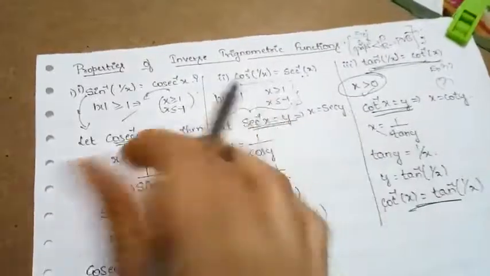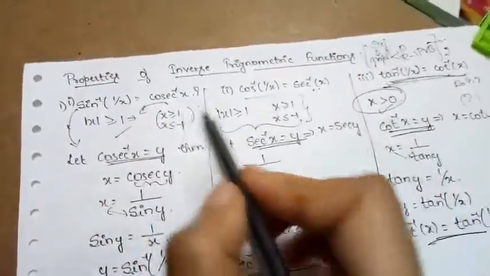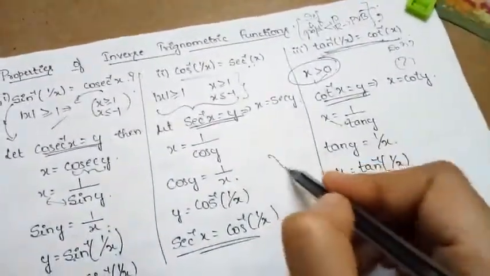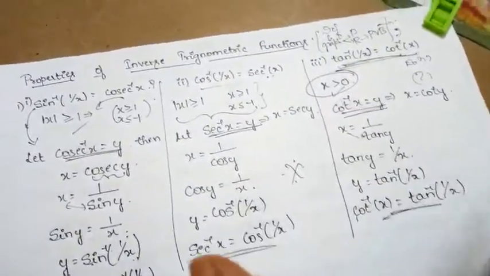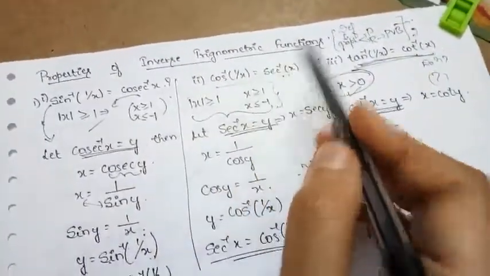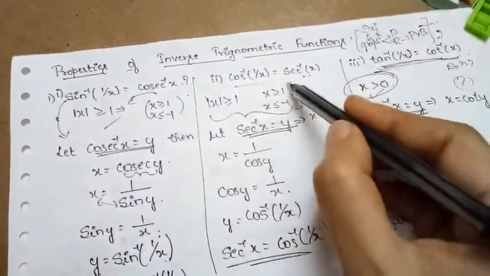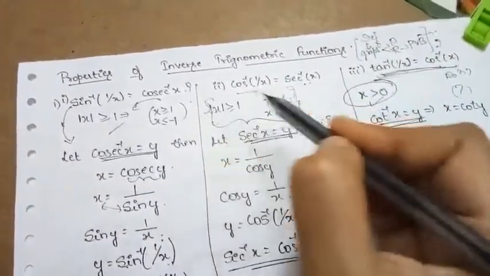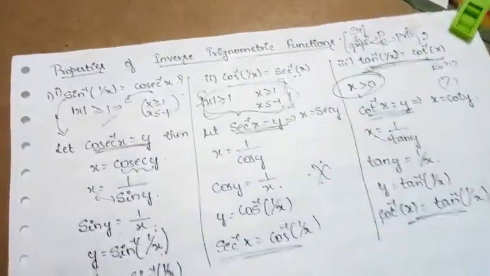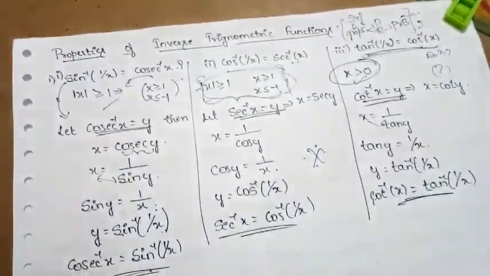So now we have proved three properties which look a bit similar. All these properties are very important to solve questions based upon inverse trigonometric functions. So remember all these properties properly, along with the domains, along with the values for which they are going to be satisfied. So now let us move to the next properties.